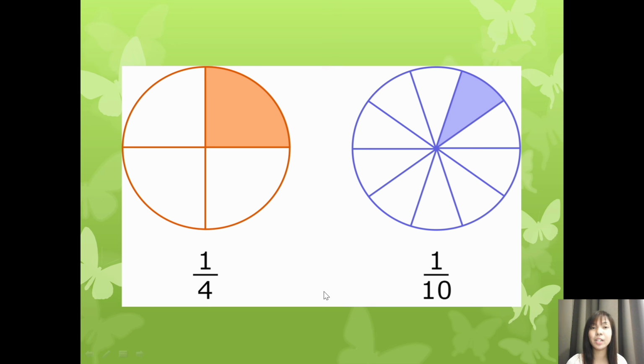Now take a look at the number below, the denominator. Again, the smaller the number, the greater the value, or the greater the number, the smaller the value. So what do you think is the answer? Less than or greater than? All right, 1/4 is greater than 1/10.